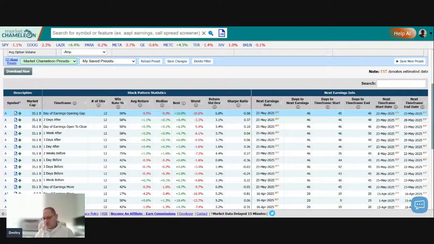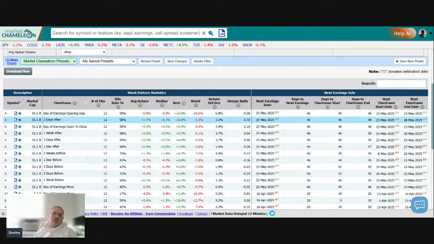Even if the company reports after the market close, it'll look at where the stock closed right before it reported earnings, and where it opened the next day. If it reports before the market opens, it'll look at the previous day's close and that day's opening price, because it reports before it opens, and then where the stock opened.